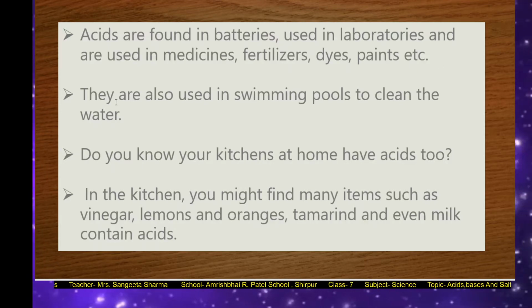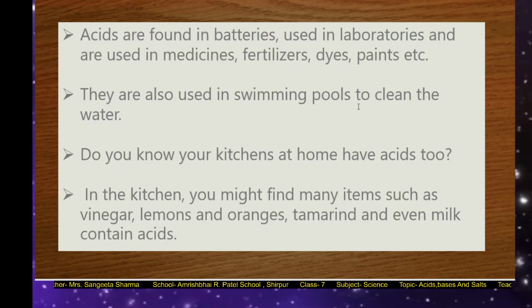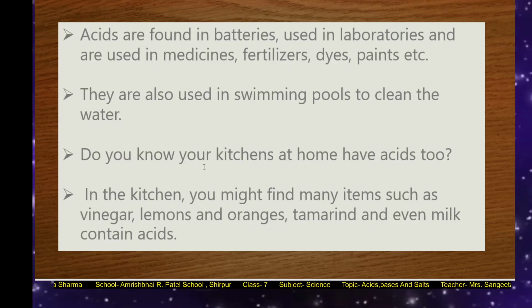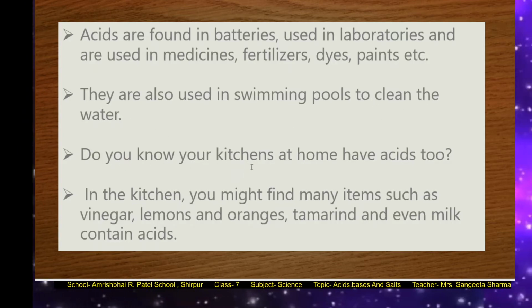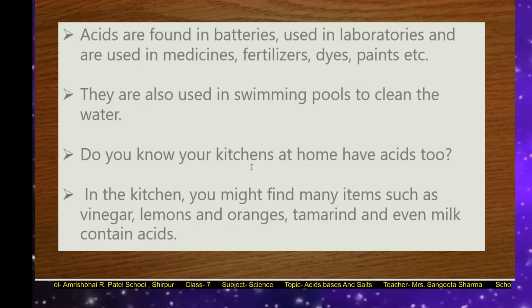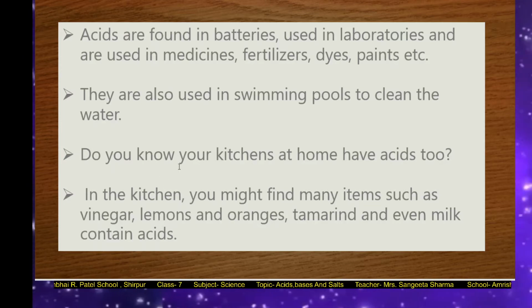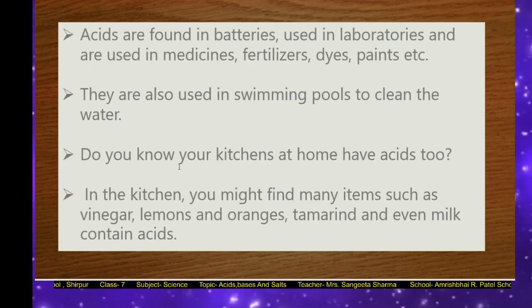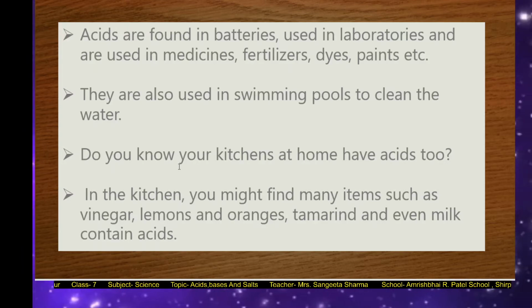Okay, they are also used in swimming pools. For what? To clean the water. Do you know your kitchens at home have acids too? Yes, in the kitchen you might find many items such as vinegar, lemons, oranges, tamarind.